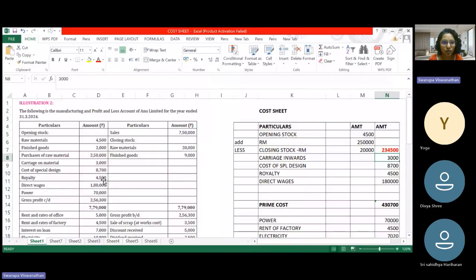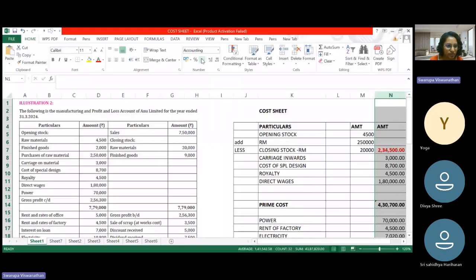In the manufacturing and trading P&L account, in the manufacturing account, it is factored in. So we need to include it in the prime cost. So royalty and cost of special design, we have included in prime cost. Then direct wages, we have to include in prime cost. We have included that also. The total is 4,30,700. So we have our prime cost.